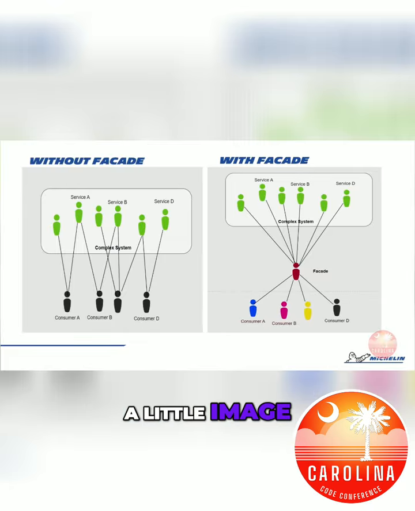A little image here about what a facade might look like. It's kind of like a front door to the system. So on the left-hand side, you see without a facade, you've got multiple consumers here at the bottom that access the multiple services here at the top. You have no clue if consumer A is accessing just service A or if they're accessing all of them. So keeping track of all these consumers becomes tedious.